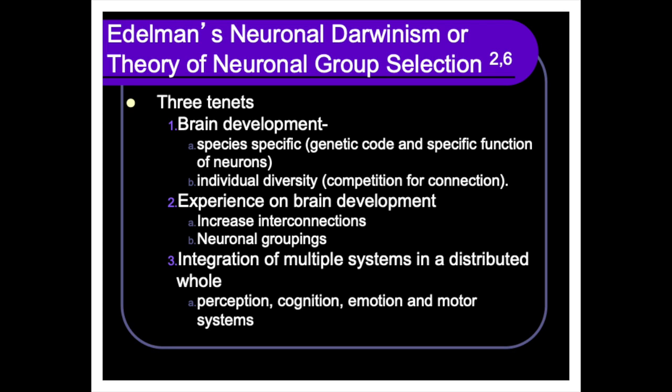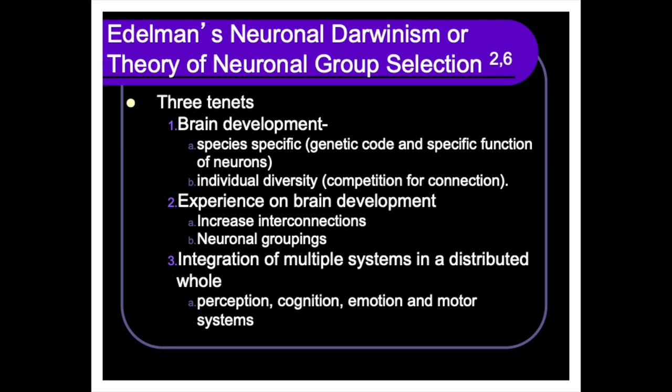The second tenet has to do with experience on brain development, and this is the formation of functional circuits. So as we're functioning, what happens is we start developing connections between motor or specific sensory receptors. So we start building these connections, and that's based on function. So those groups that receive input simultaneously become strongly interconnected, and the synapses become stronger.